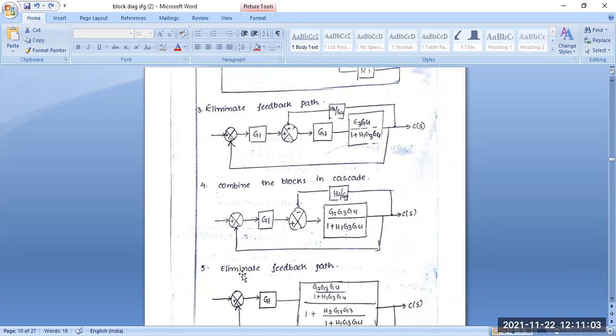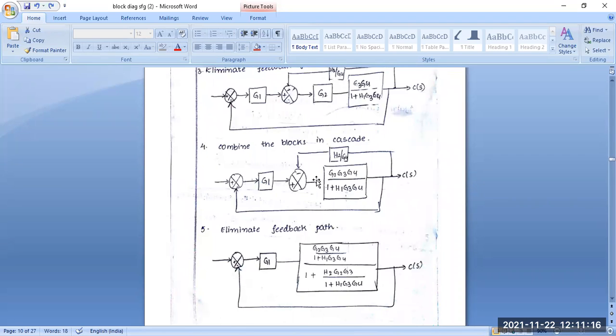Okay, next part, you have to eliminate the feedback path. Which one? This is the feedback path. Now in this fifth step we have to eliminate this feedback path. This feedback is connected between the block ahead of this block and the summing point. So now the calculation is G1 G2 G3 by 1 plus H1 G3 G4, divided by 1 plus H2 G2 G3 by 1 plus H1 G3 G4.